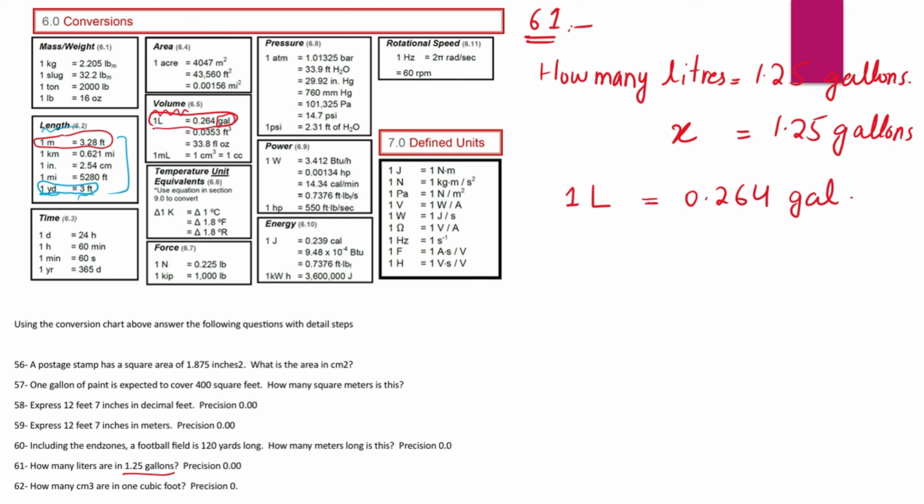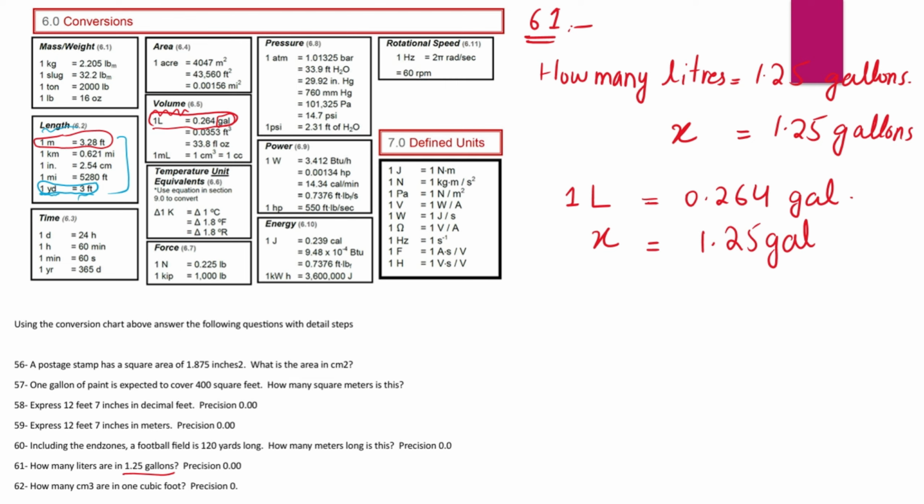They are not asking you about 0.264 gallons. They are asking you for 1.25 gallons. They are asking how many liters there are in 1.25 gallons. So on the left hand side we can write x, because we don't know it. So 1 liter is equal to 0.264 gallons and x liters is equal to 1.25 gallons.